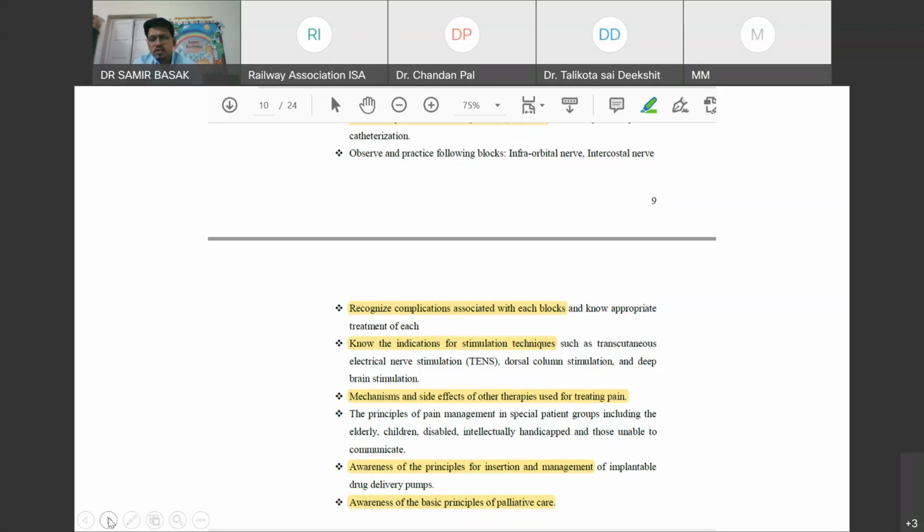Like in children, the faces scale: by looking at the different types of faces, we can assess the pain. Like in elderly and ventilator patients also, we can assess the pain by different pain scales. Awareness of the principles of insertion and management of implantable drug delivery pumps, like the intrathecal pump for cancer patients. Awareness and basic principles of palliative care. So when we pass our DNB or MD anesthesiology, we also become a pain physician because we have covered all these things during our training.